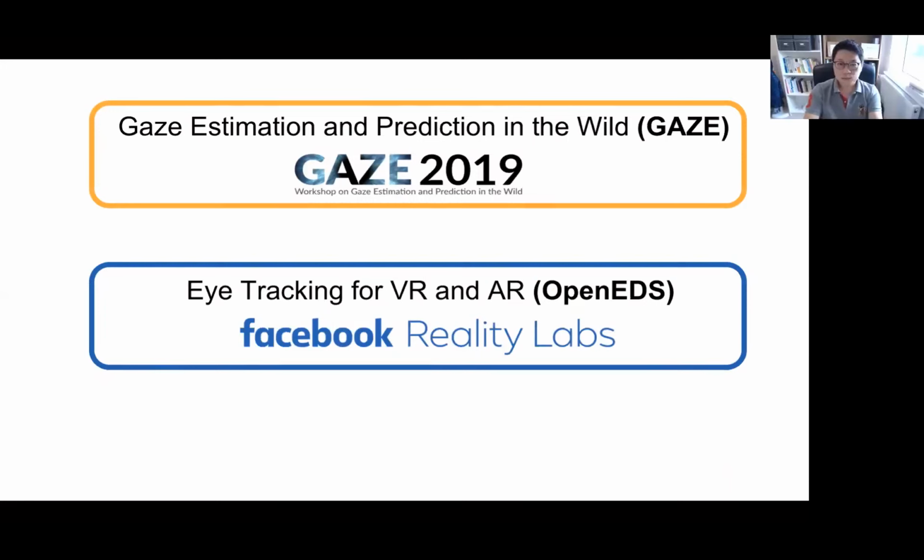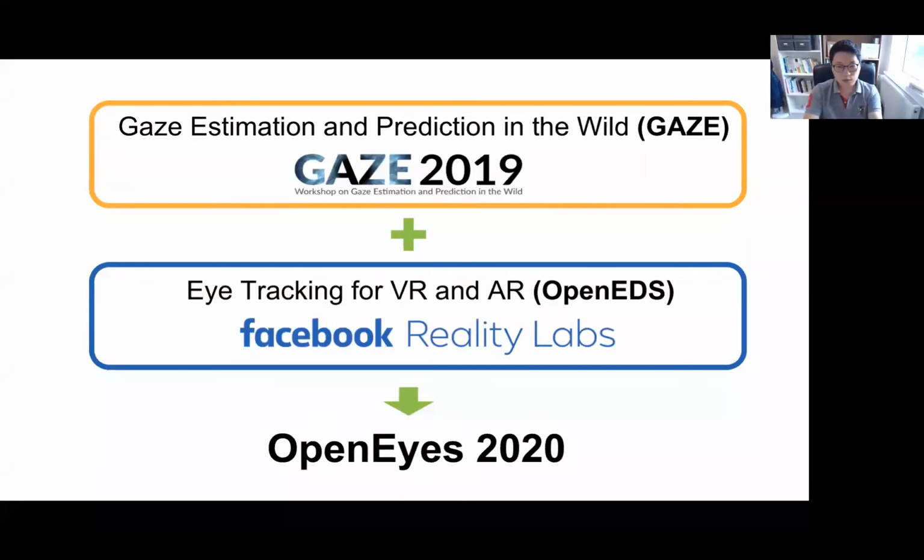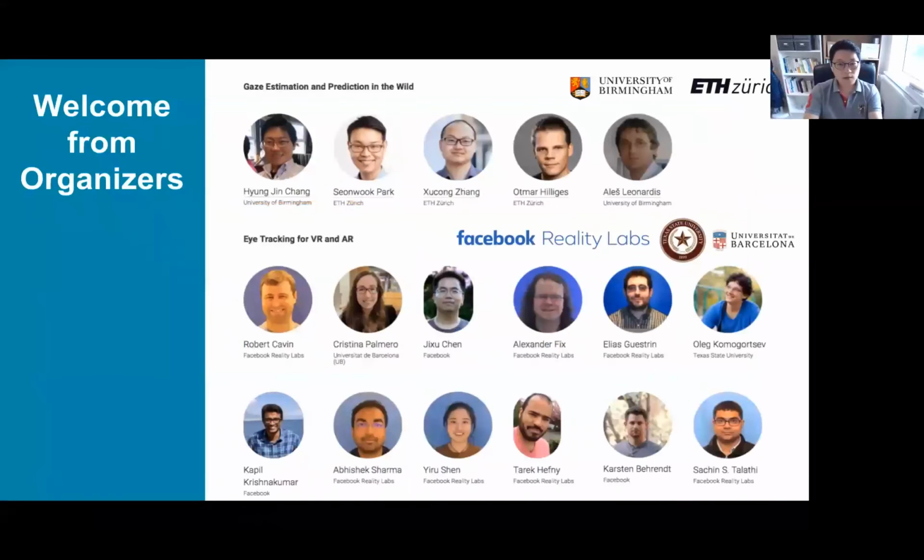For that reason, at ICCV 2019, the GAZE committee organized the first workshop titled Gaze Estimation and Prediction in the Wild, and independently, Facebook organized the first challenge, Eye Tracking for VR and AR. For 2020, the GAZE committee and Facebook are partnering to host a joint workshop titled Eye Gaze in VR, AR, and in the Wild at the ECCV conference. Many outstanding and hardworking organizers from various organizations made OpenEyes 2020 possible.